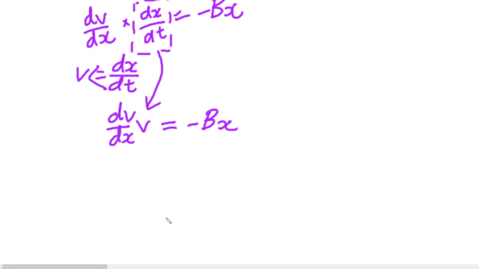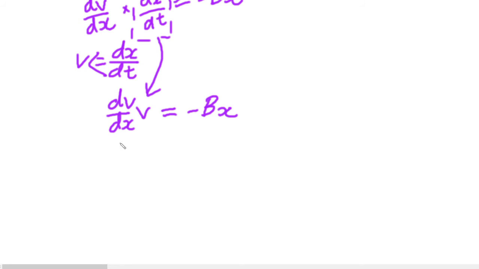So what next? dv by dx times v is equal to minus bx. We have here a differential equation in terms of v and x. So what we can do, because it's separable, is multiply both sides by dx to get something in terms of v and dv on one side, and something in terms of x and dx on the other side. We're going to do exactly that. If you want to know more about the intuition behind solving differential equations like this, then do look at my video on differential equations with year 11 math about Newton's law of cooling.